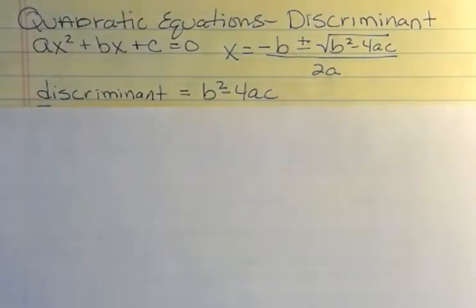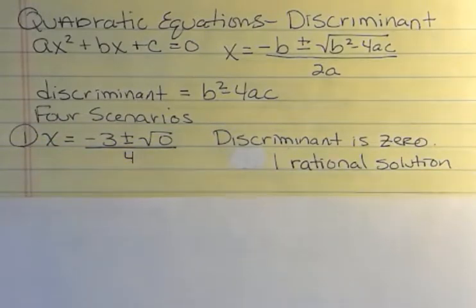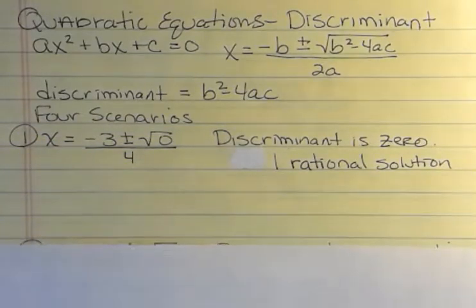Using the discriminant alone, we can decide how many solutions we're going to get for an equation and the type of solutions we're going to get. So we have four scenarios. The first scenario is that the discriminant is 0.